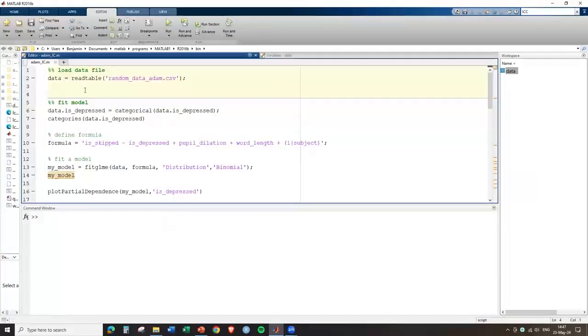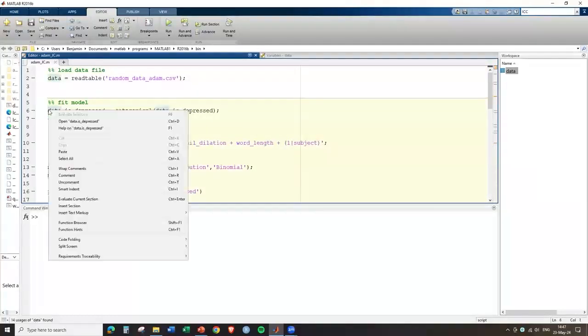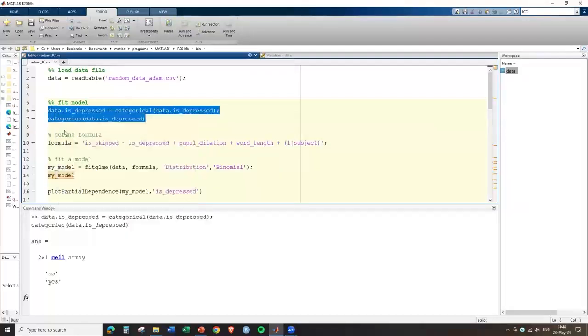So first I loaded the data. First thing I do is make sure that the is-depressed variable is categorical. And I want to see what categories it created for me, okay? So I see that the categories are no and yes. So no is the reference group and yes is the depressed, because that's how it's ordered, the first one, okay? And then I do my formula.